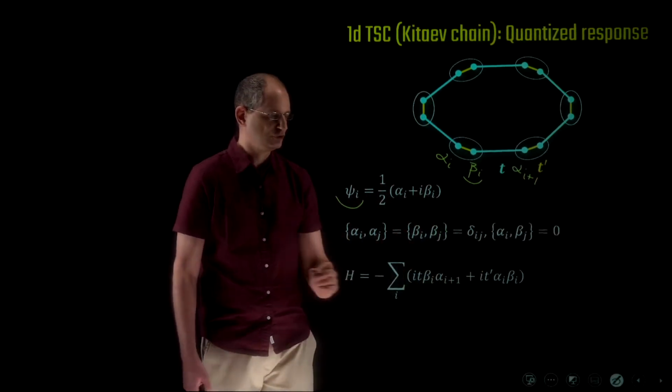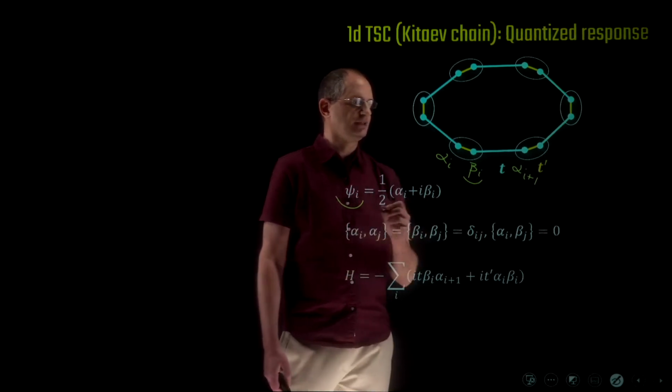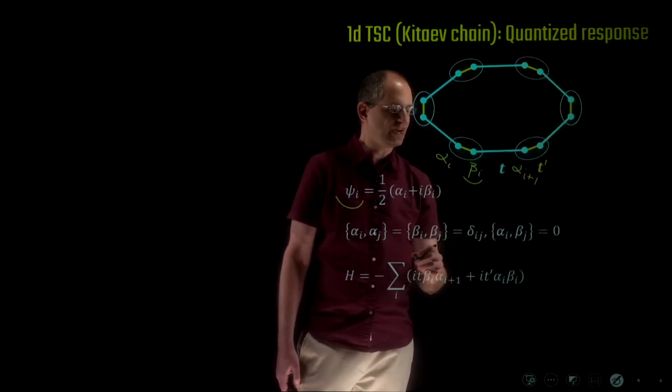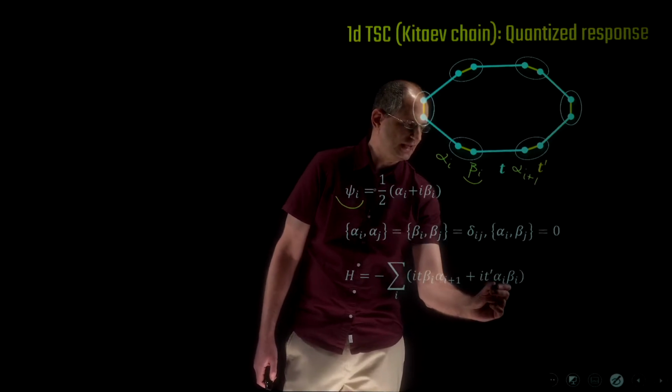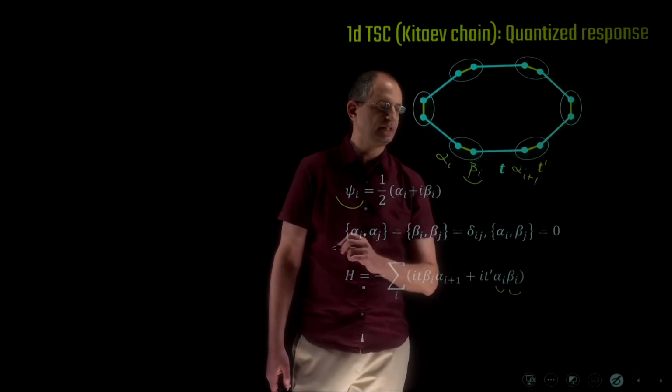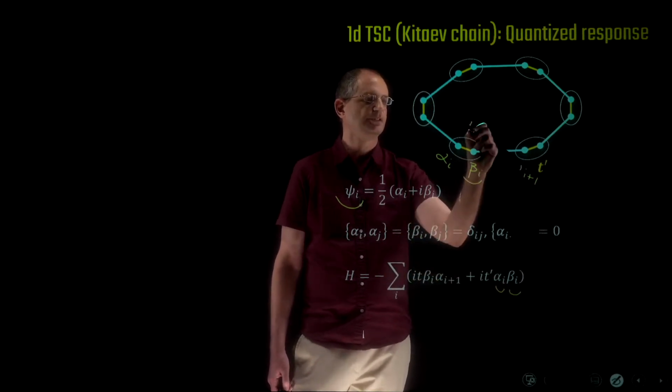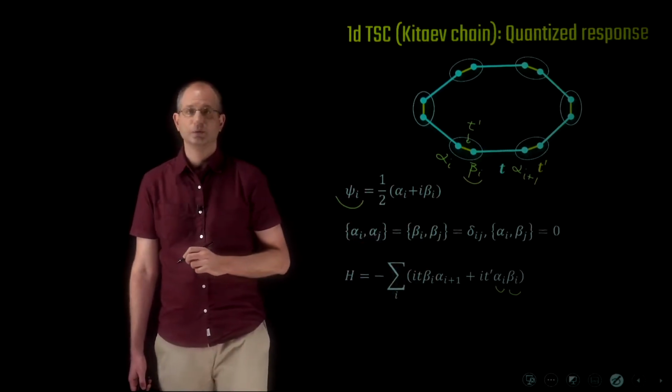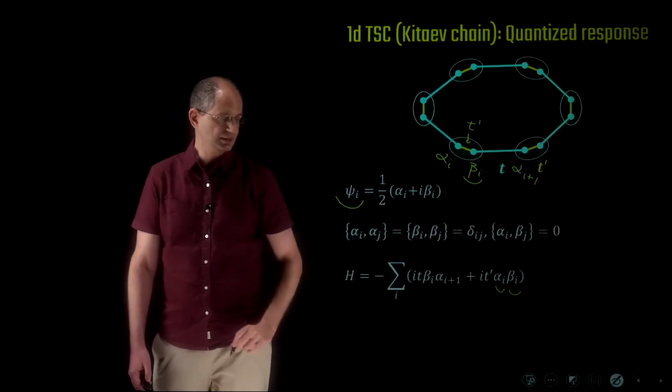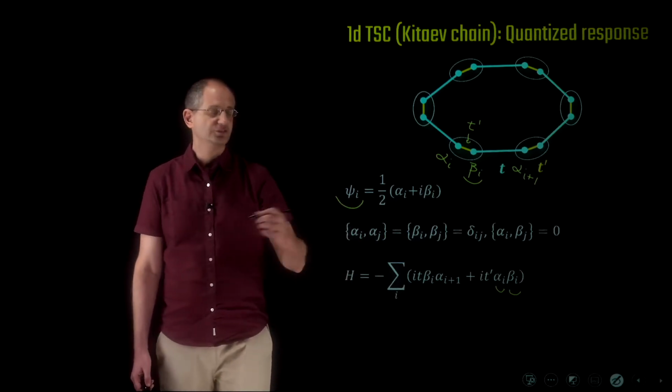Okay, so this term is called T. And there's another term which is called T prime, which couples alpha I to beta I within the same unit cell. So this is T prime over here. Okay, so that's it. That's the Hamiltonian of the Kitaev chain.